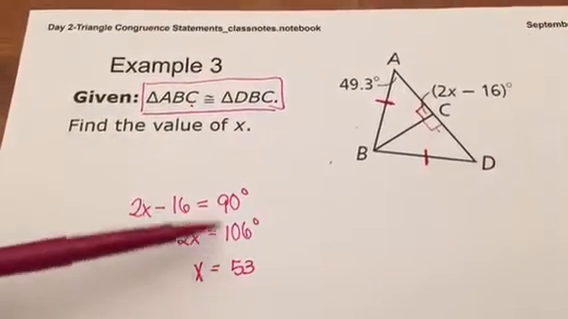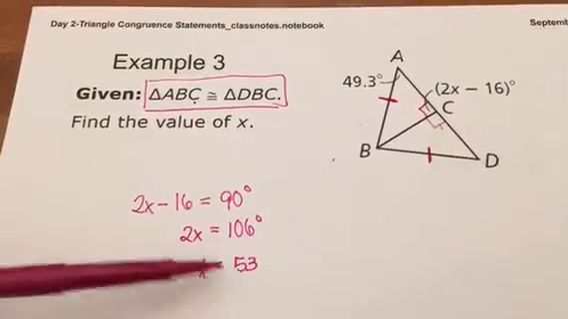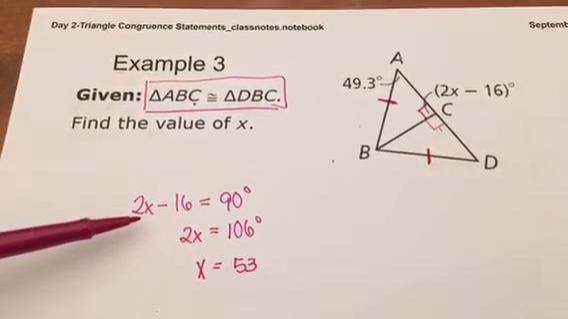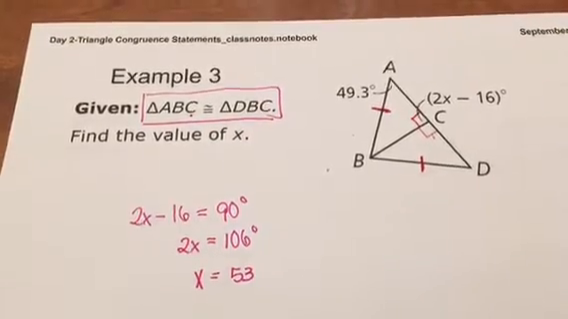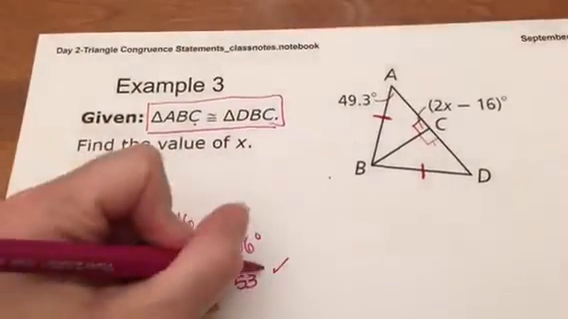So when I check my work, I should get back to 90 degrees. 53 times 2 is 106 minus 16 is 90. There's my answer.